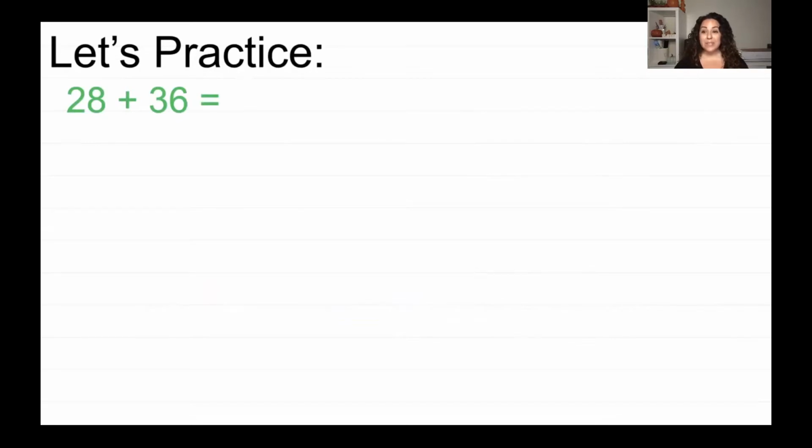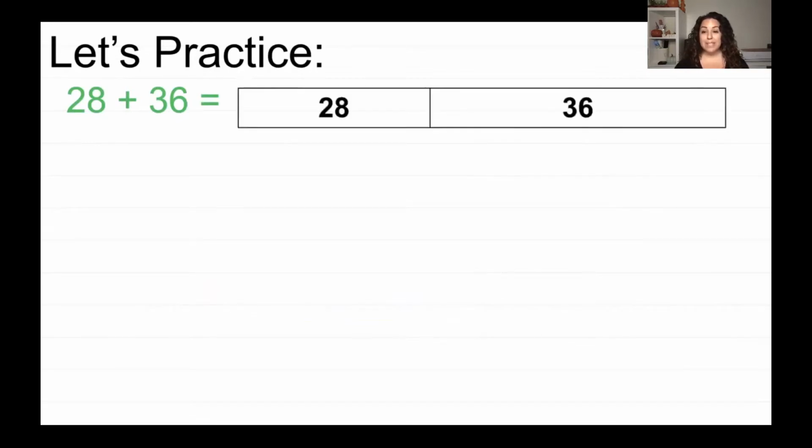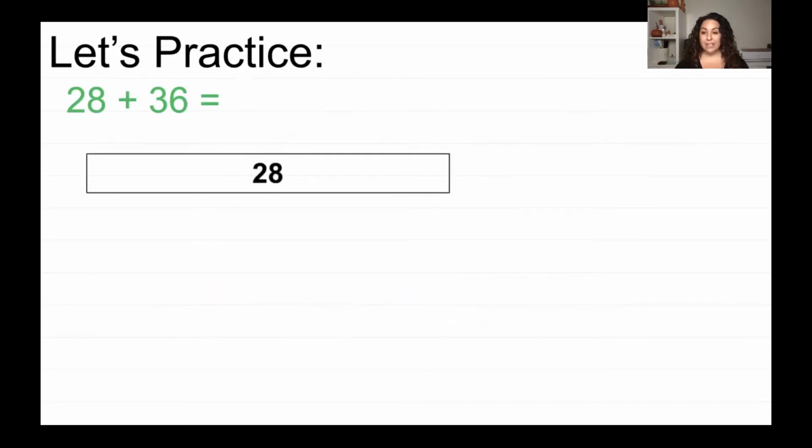When I look at those numbers and I put them in a tape diagram like that, I don't know what to do. Both of those numbers are not friendly numbers, and I can't just add them in my head. So let's get rid of that tape diagram. Instead, let's look at it like this, 28.